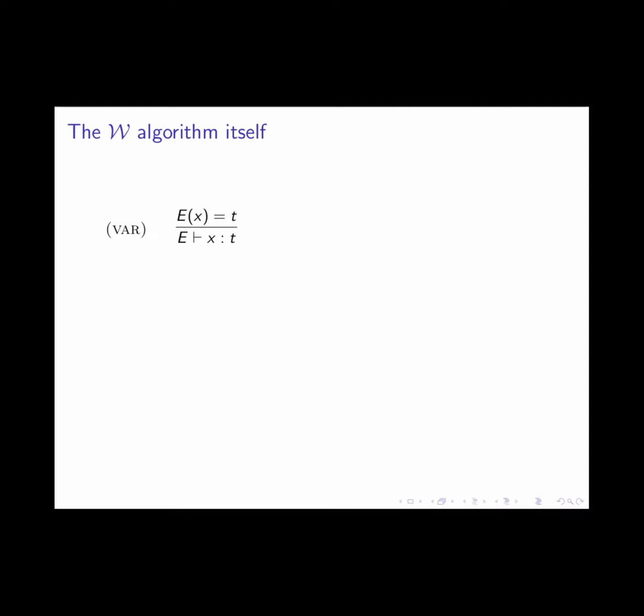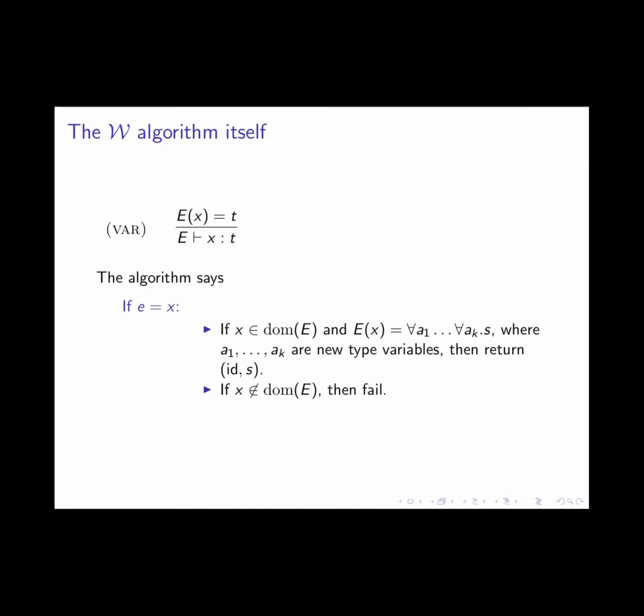Now, if we're looking at a variable, the type rule for variables is the one that we're simulating with the algorithm. The type rule for variables says that if the type environment says that x has type t, then we conclude that x has type t. So in this case, if the expression we're calling the W algorithm with is x, and x is found in E, and the type of x is some type scheme here, and these are new type variables, then we return the identity substitution and the instantiated type.